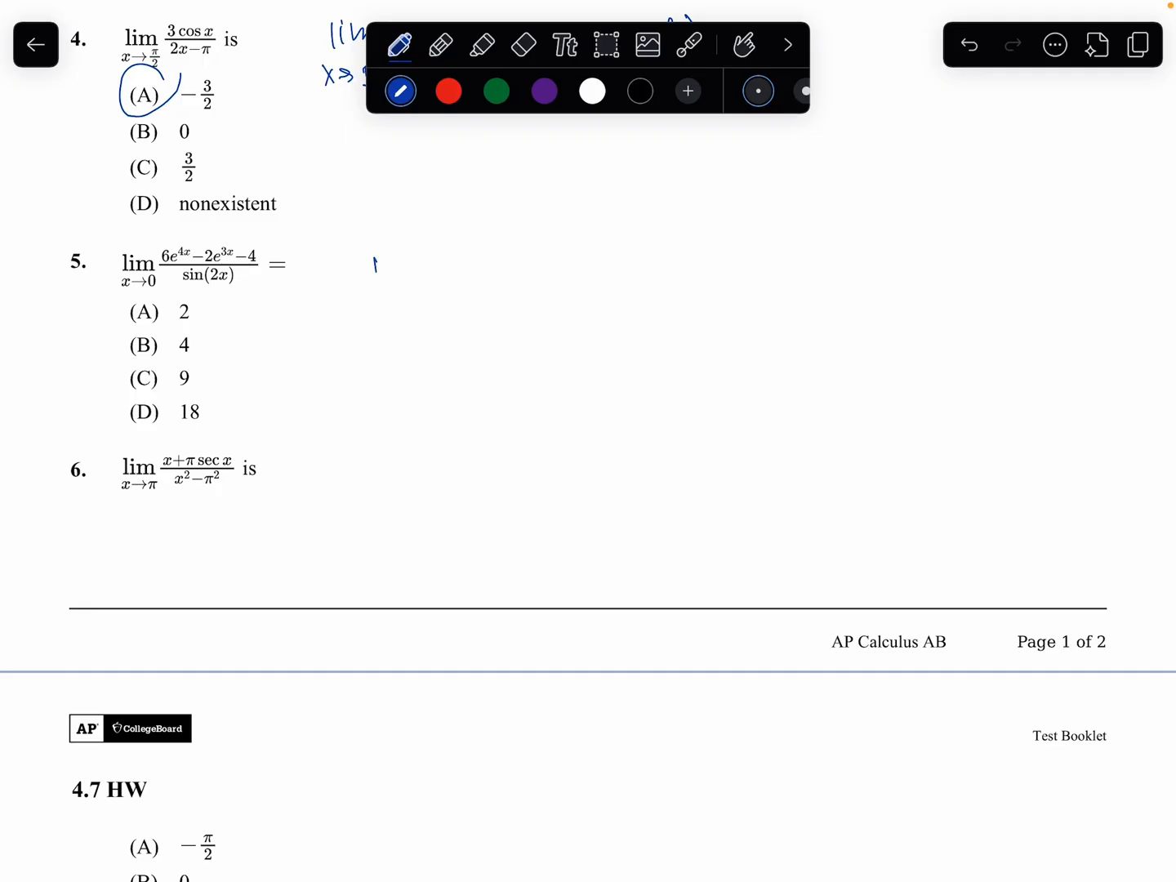And then we'll apply the limit as x approaches 0 of the derivative. So the derivative of this term right here is going to be 24e to the 4x. And then minus 6e to the 3x. And then that's going to be 0. And then this will be 2 cosine of 2x. I plug in 0. So I get 24e to the 0 minus 6e to the 0 over 2 cosine of 0.